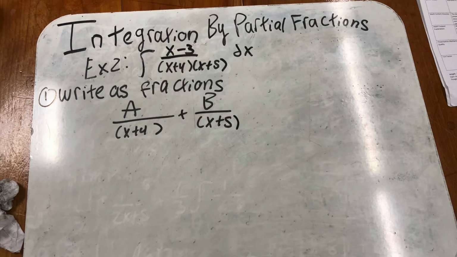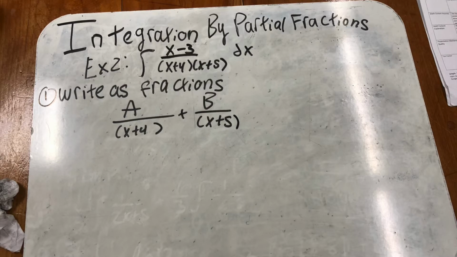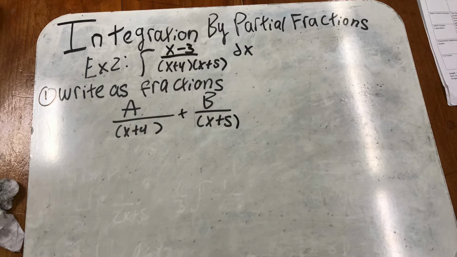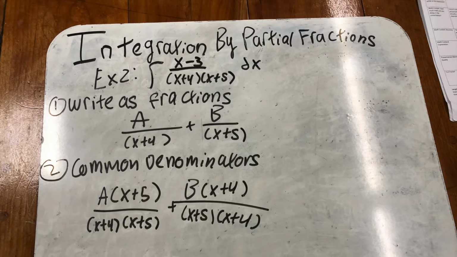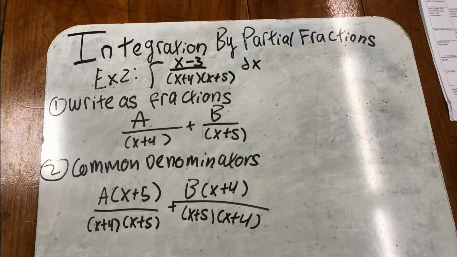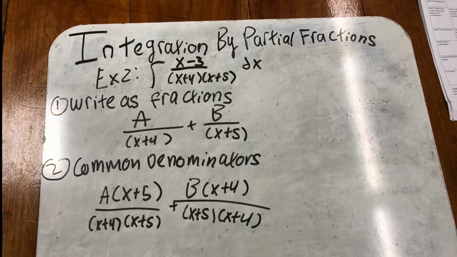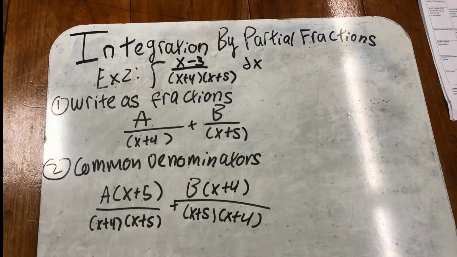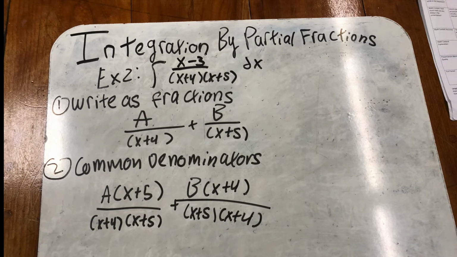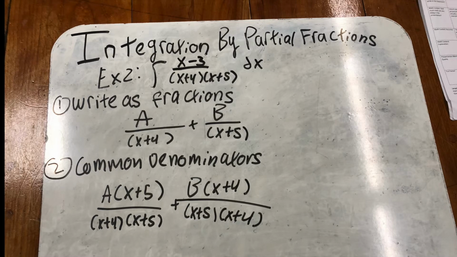So our second example for integration by partial fractions is the integral of x minus 3 over x plus 4 times x plus 5 dx. And the first step is to write them as fractions, so they would be a over x plus 4 plus b over x plus 5. The second step is to find the common denominator of the fractions. So it would come out as a times x plus 5 over x plus 4 times x plus 5 plus b times x plus 4 over x plus 5 times x plus 4.